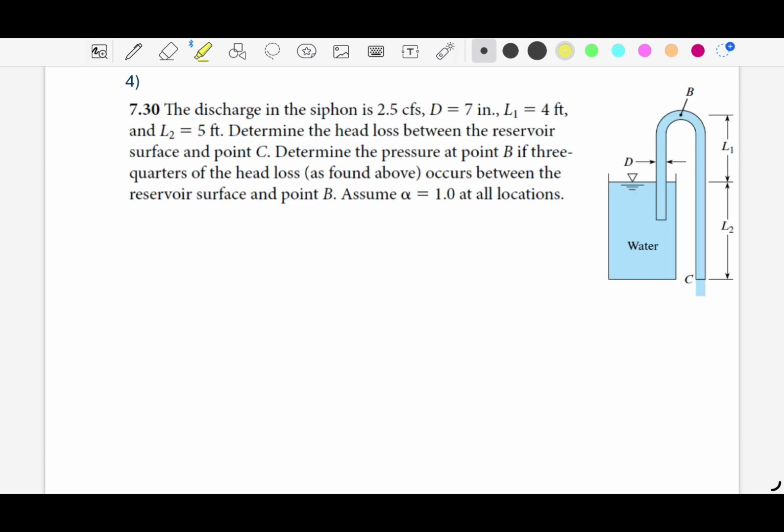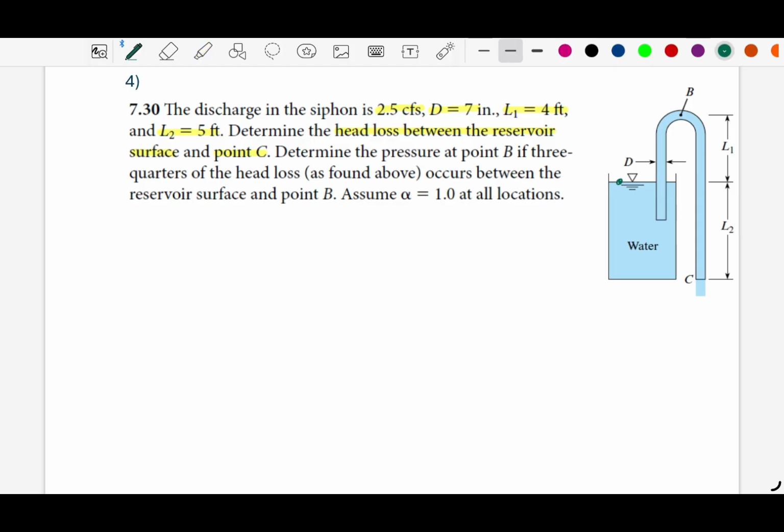This is question 7.30. Here we have a discharge in the siphon as 2.5 cubic feet per second. We have diameter as 7 inch, and we have L1 and L2. So L1 is 4 feet and L2 is 5 feet. And the diameter is 7 inch for the entire pipe. Determine the head loss between the reservoir surface and point C. So this is the first thing we need to find, the head loss between the reservoir surface and point C.